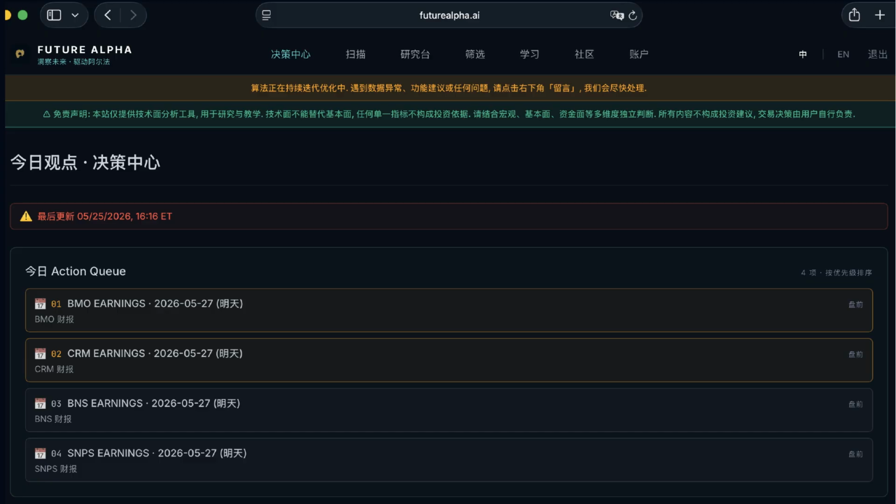This is the decision center. It is the first page I check before the market opens. It lists the key events that could affect the market today, which companies are reporting earnings, whether there is macro data, and what should be watched first. It saves me from digging through calendars manually.